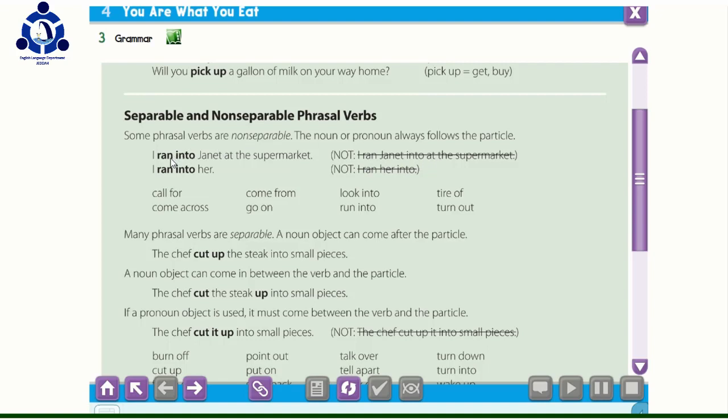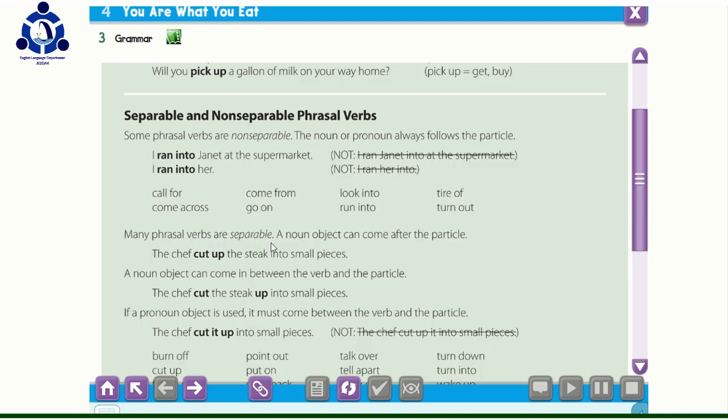Like we said, ran into is an example of a non-separable phrasal verb. Non-separable, you cannot separate them. They must come together. There are other examples: call for, come across, come from, go on, look into, run into, turn off, turn out. You must memorize these as examples of non-separable phrasal verbs. Now, let's get to the separable.